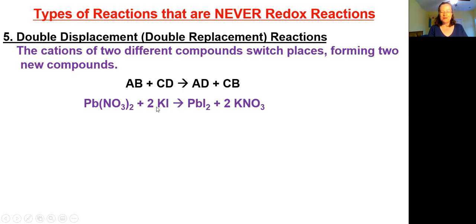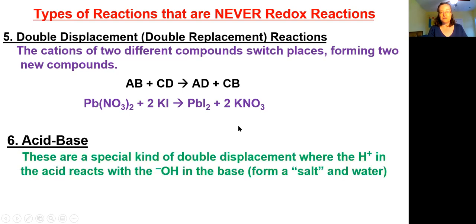And the potassium, well, he's been jilted. The nitrate, been kicked out. And so now those guys will hang out together as a new compound. They'll never have anyone by themselves. So double displacement reactions are never redox reactions.